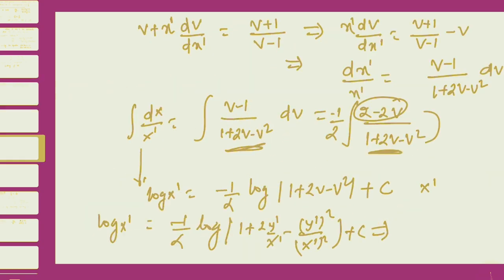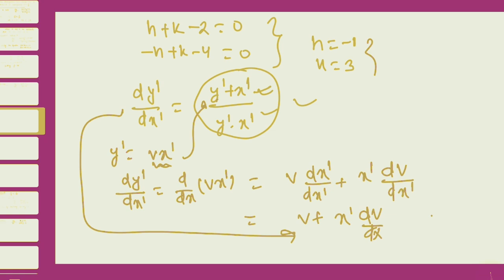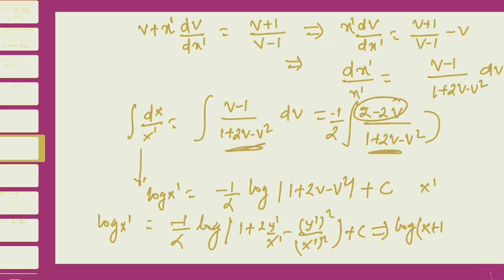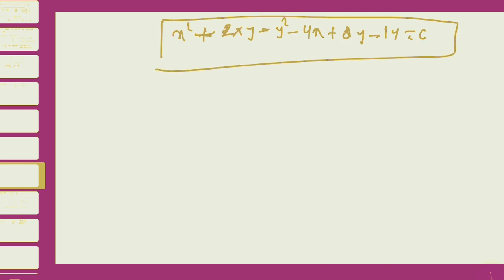So we will replace here: log of x' is x - h, and the value of h is -1, so it will become x + 1 = -1/2 log(1 + ...), where y' is y - k, so y + 3 upon x - 3. This will be the final solution: 2xy - 5 square - 4x + 8y - 14 = C. Okay, this is our final general solution of the given differential equation.